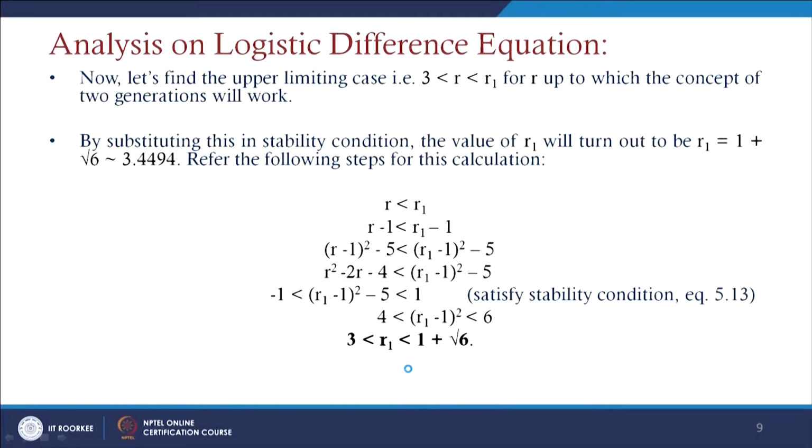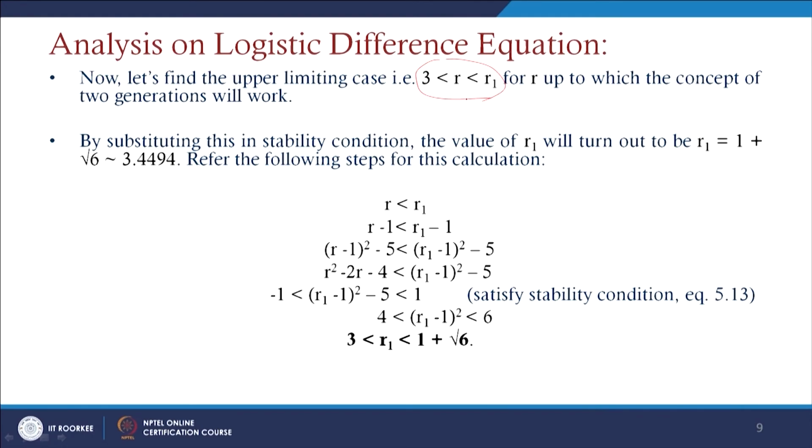Since we have found that r equals 3.9 gives a chaotic nature, to find the range where the stability condition can be achieved, we are assuming that r should lie between 3 and r1. Here, r1 is an unknown parameter.